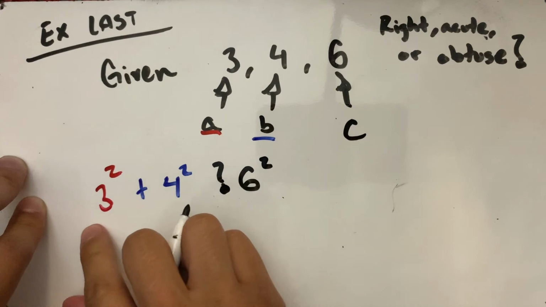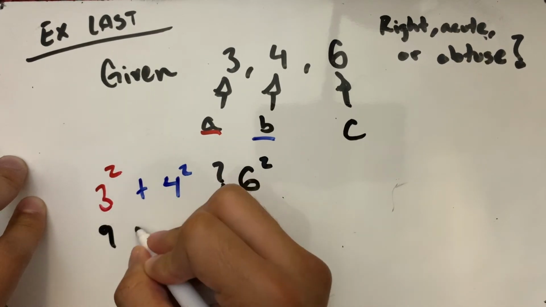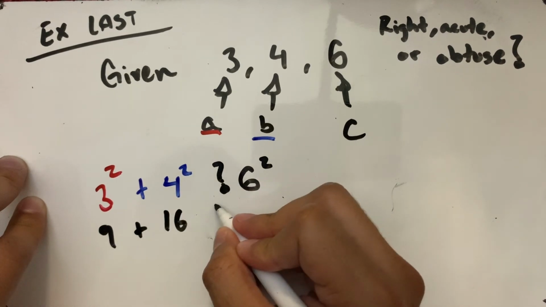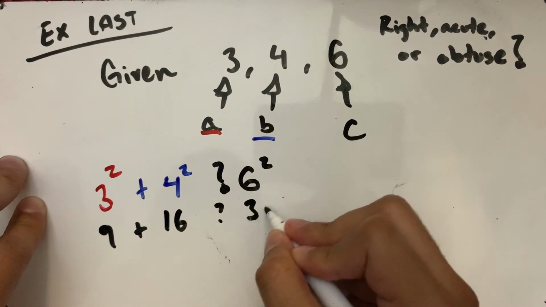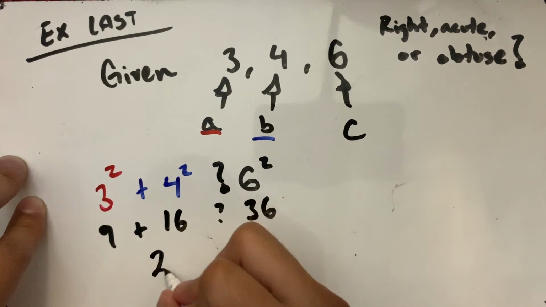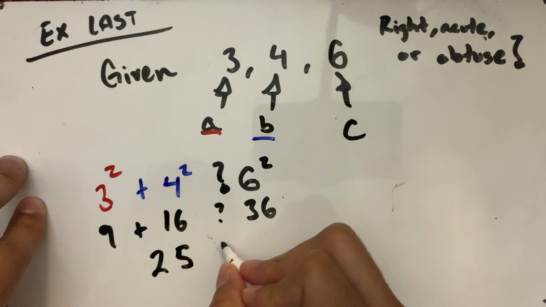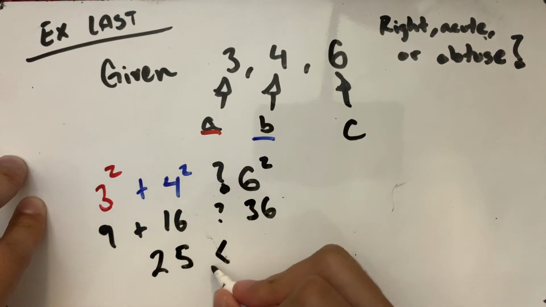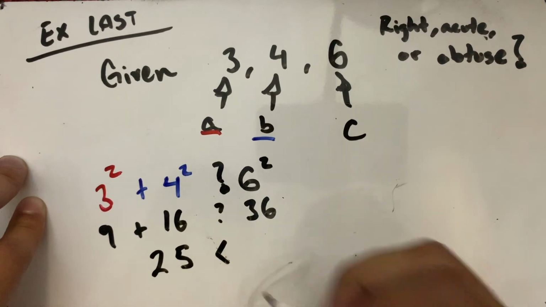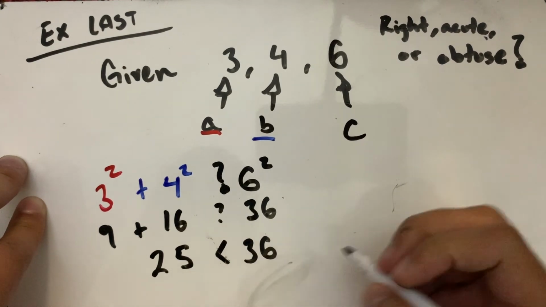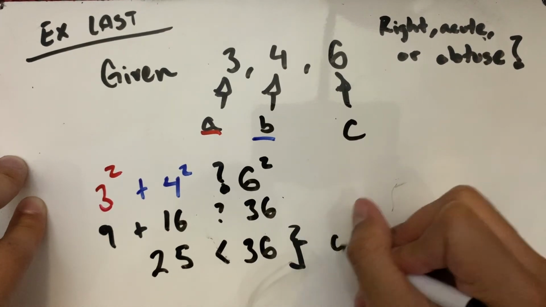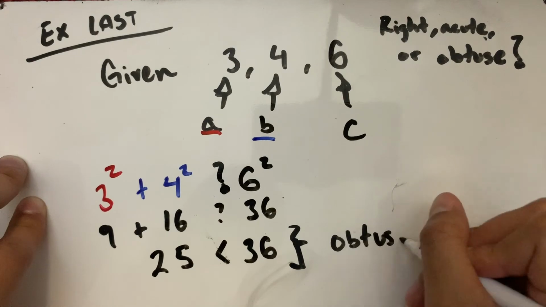So I know 3 squared is going to be 9. I know 4 squared is going to be 16. And then 6 squared is 36. So 9 plus 16 is going to be 25. So 25 is less than 36, this is a less than symbol. So this is an obtuse triangle. Obtuse.